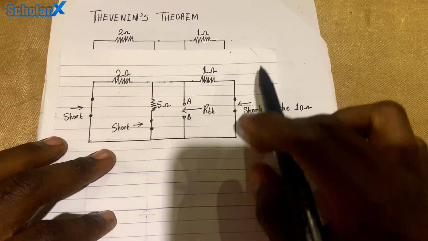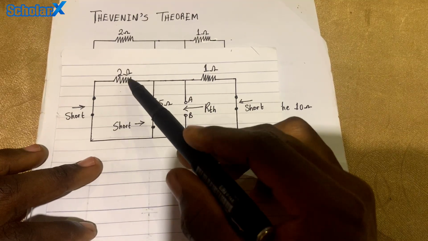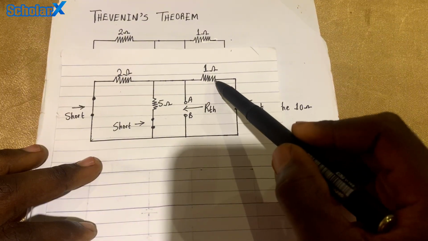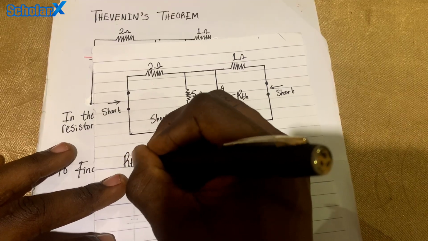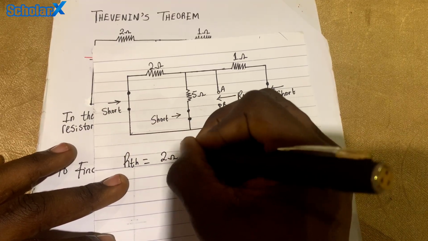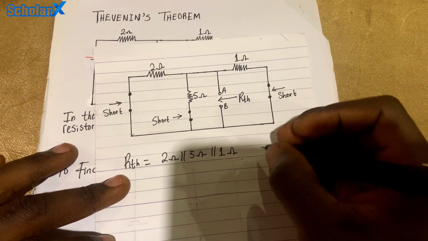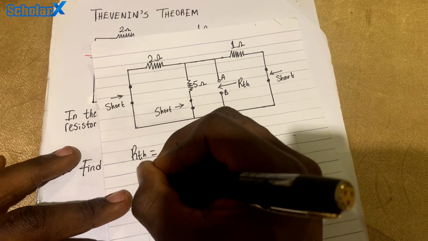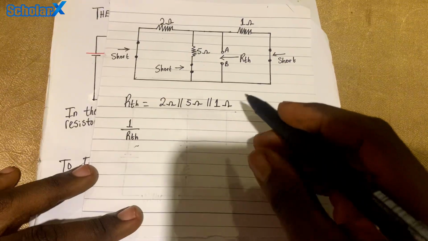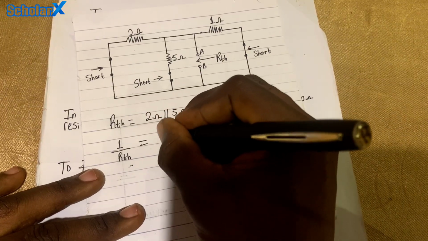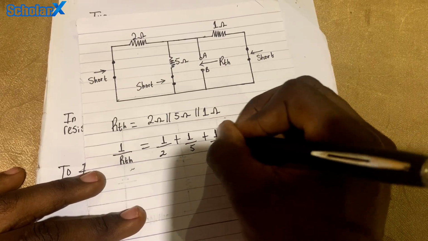Now, looking at this diagram, now that we've shorted all the voltage sources, you'll find out that this 2 ohms resistor is in parallel with this 5 ohms resistor, and it's also in parallel with this 1 ohm resistor. Don't forget we're looking for RTH. So RTH now is going to be that the 2 ohms resistor is in parallel with the 5 ohms resistor. It's also in parallel with the 1 ohm resistor. So how do we do that? Let's find the total resistance, which is equivalent to finding the Thevenin's resistance. So it's going to be 1 over RTH equals 1 over 2 plus 1 over 5 plus 1 over 1.